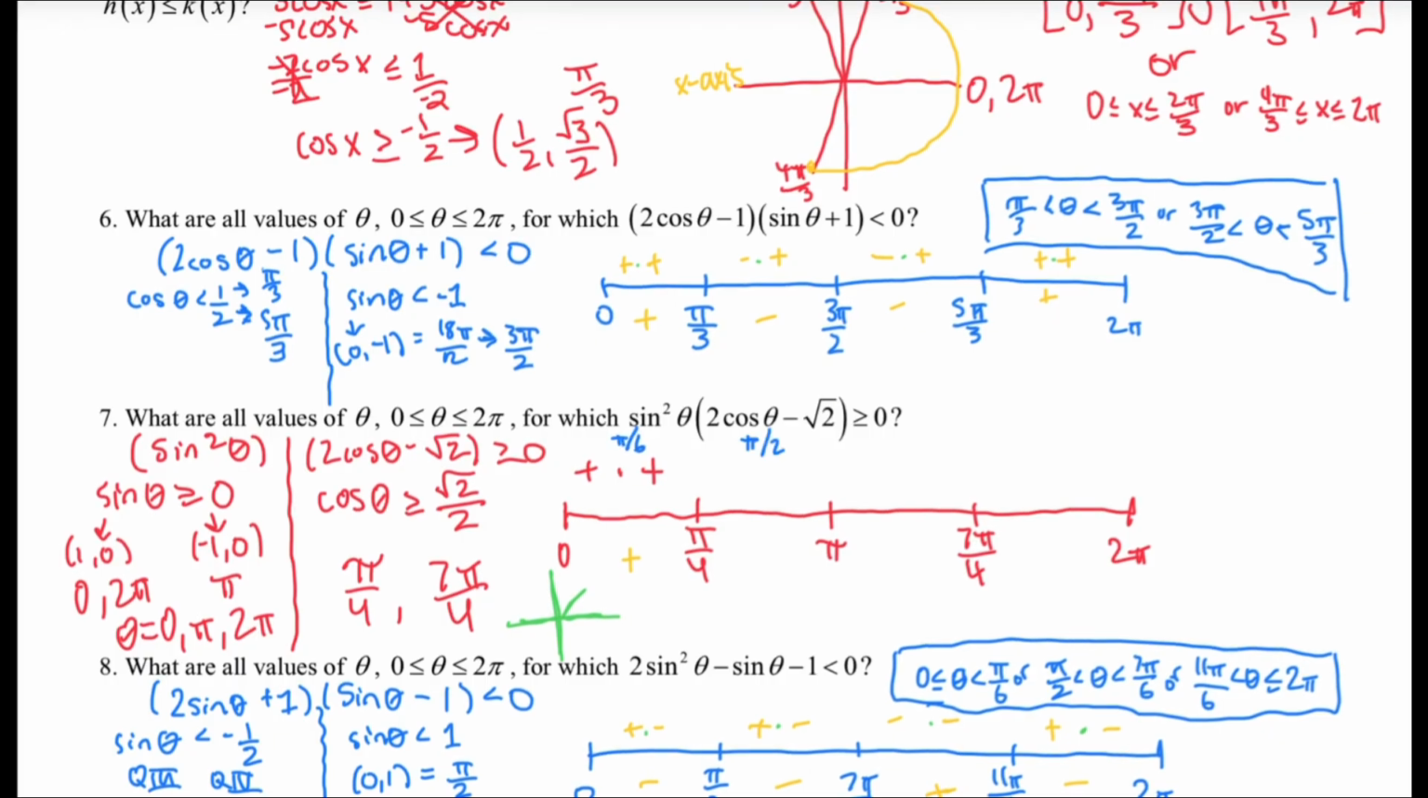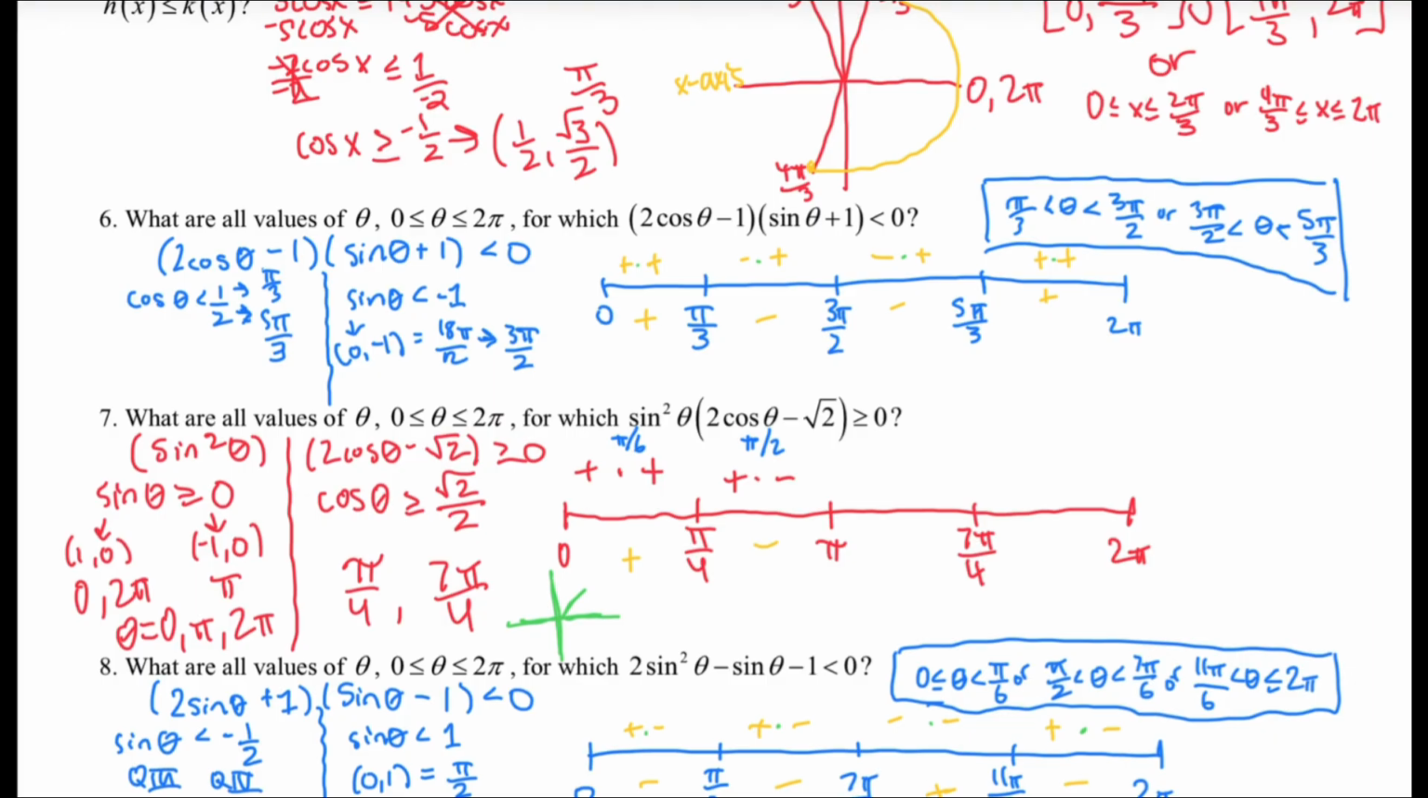So sine of pi over 2 is automatically going to give me a positive because I know the sine is always positive there. And then for cosine, that's 0. 2 times 0 is 0. So 0 minus square root of 2 would be negative square root of 2. So that's negative. Negative times positive gives me a negative.